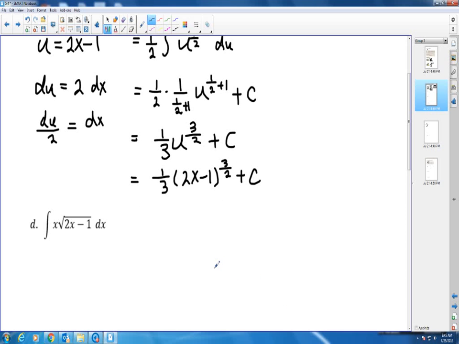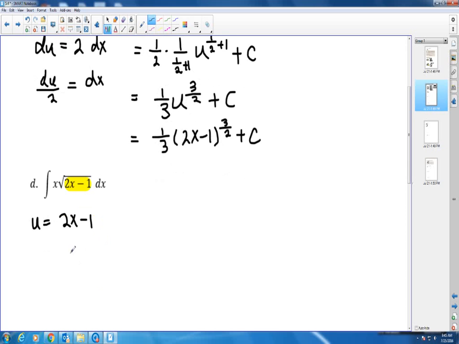Now this one looks just like the one we've done, except there's an x in front of it. So again, I'm going to let my u equal to the 2x minus 1 here. This is a lot of manipulation. Now, if I take a derivative on both sides, that will still be 2 times dx. And to get dx by itself, I will divide both sides by 2, so my dx will become du over 2.